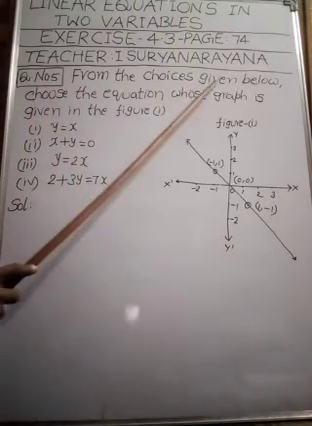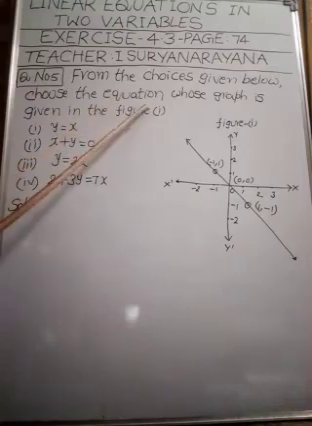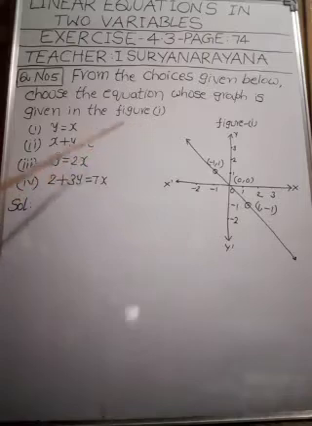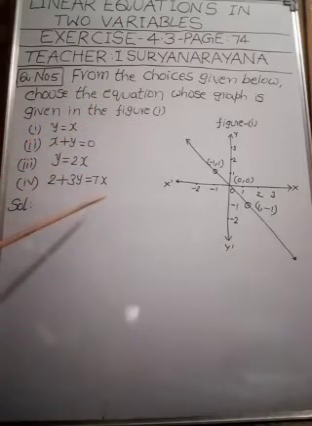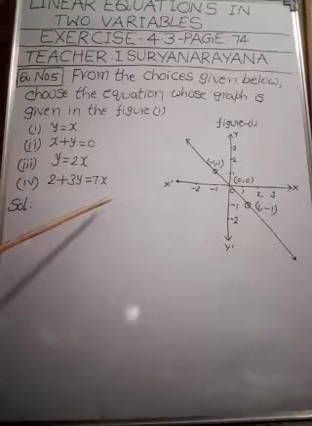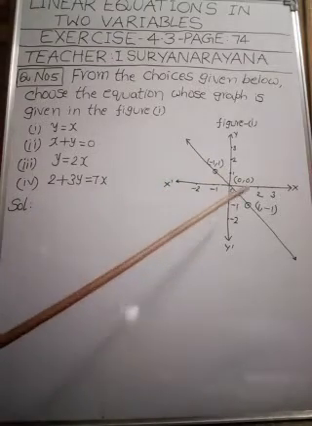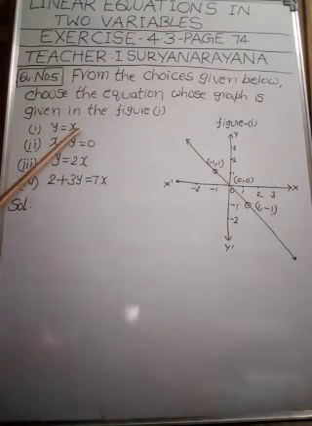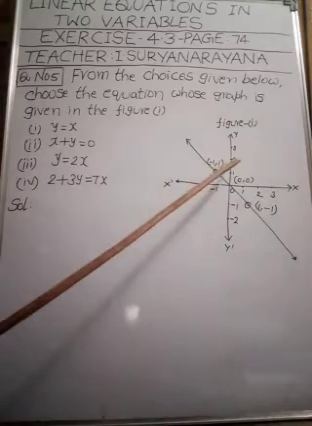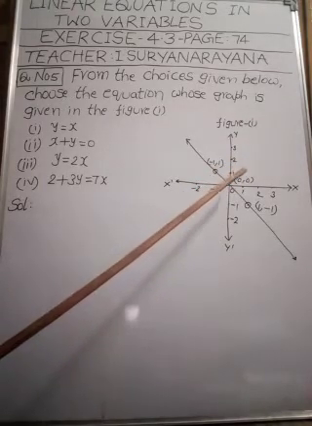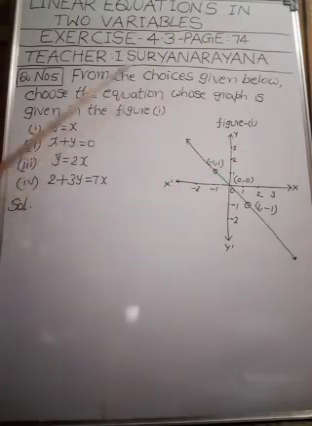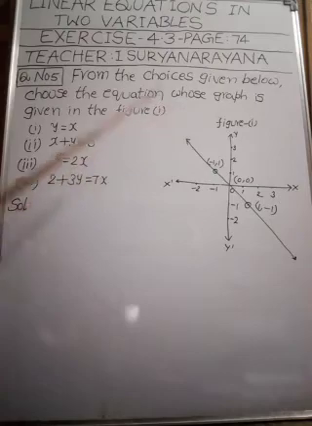From the choices given below, choose the equation whose graph is given in figure 1. See here, my children, 4 choices are given, and the graph is also given. In the previous questions, we were given a linear equation in two variables, then we drew the graph. Yes or no, my children? But in reverse order, they have given the graph. Now we have to find the equation of this graph. Understood this point, my children?